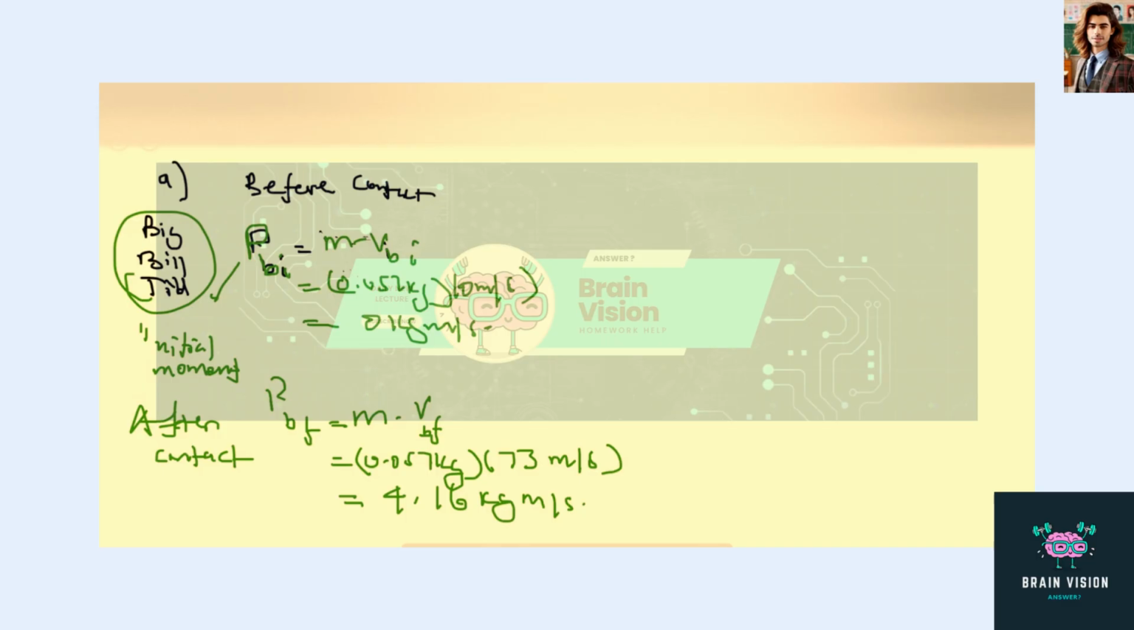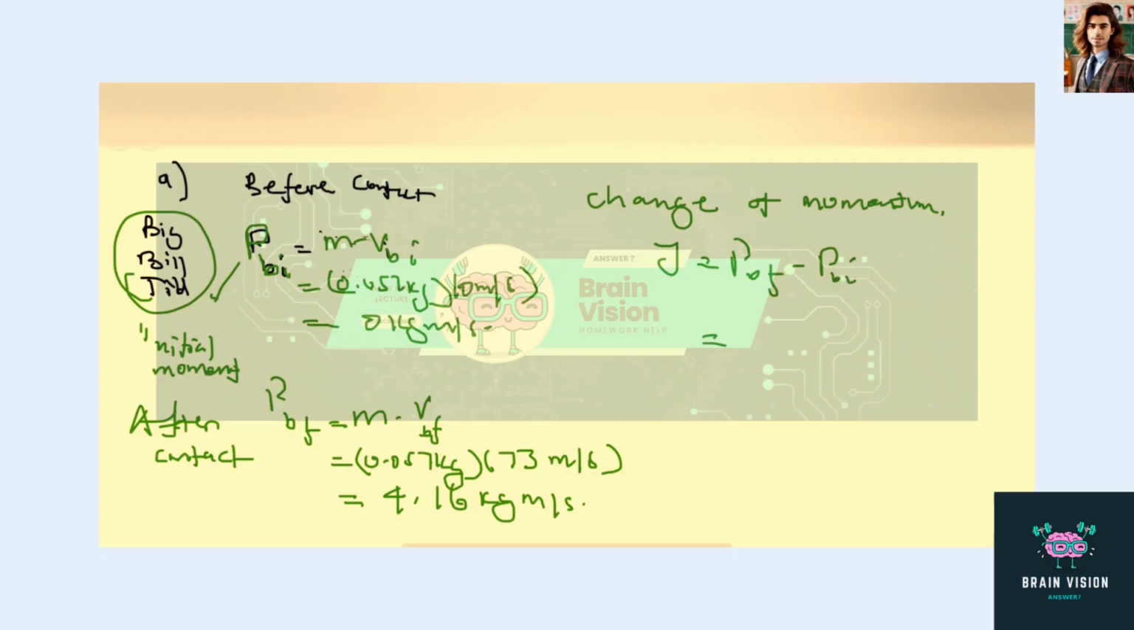So if we want to get the change in momentum for Big Bill Tilden, J, it is the final momentum minus the initial momentum.